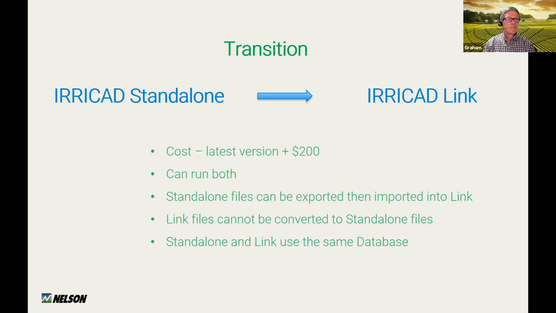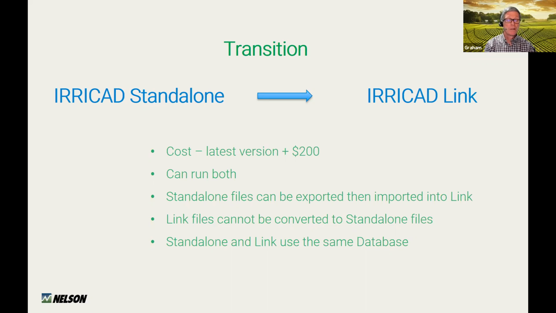So we can transition from AutoCAD to Link. It doesn't need to be one or the other. If you're an existing IRRICAD standalone user, you can transition to Link. Or if you're going to be a new user, you can start off with standalone and then transition to Link. The cost is $200. It does mean that you need the latest version of IRRICAD standalone. So if you're one or two versions behind, there's a catch-up cost there, and then $200 to transition to Link. Plus, you need to obtain the AutoCAD or BricsCAD license.